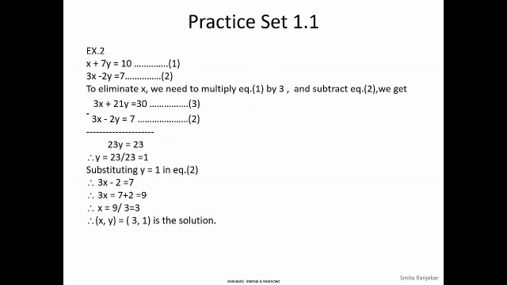Let's solve the next example. 2x minus 3y is equal to 9. 2x plus y is equal to 13. What do you observe? Here, coefficients of x are same. So, it is easy that we can eliminate x just by doing subtraction. So, we will subtract equation 2 from 1.